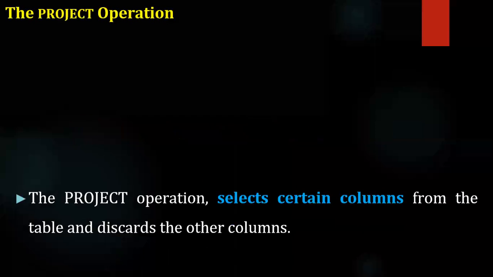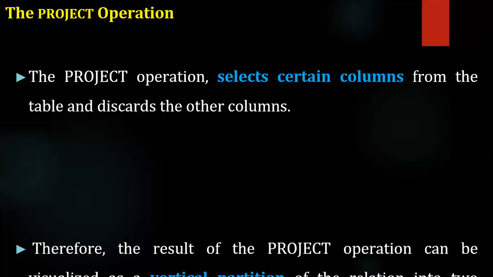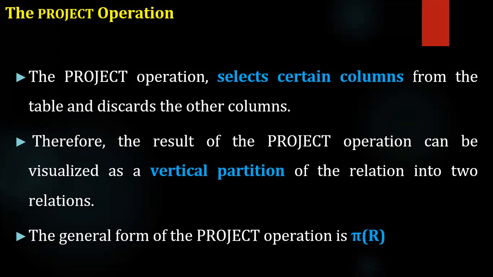Now the project operation. Here, the project operation is used to select certain columns from the table and discard other columns. Only some columns are selected based on user requirements, other columns are discarded. Therefore the project operation performs a vertical partition of a relation. In select we have done horizontal partition. Here we perform vertical partition of a relation and the symbol used is pi. Pi is the project operation.